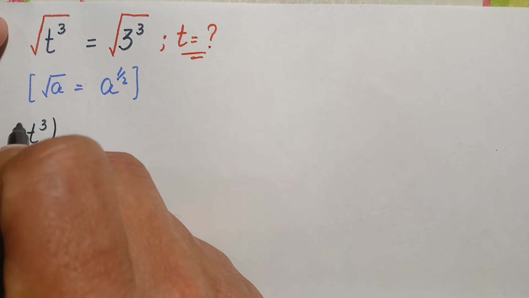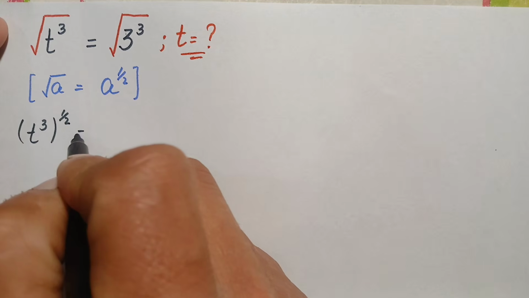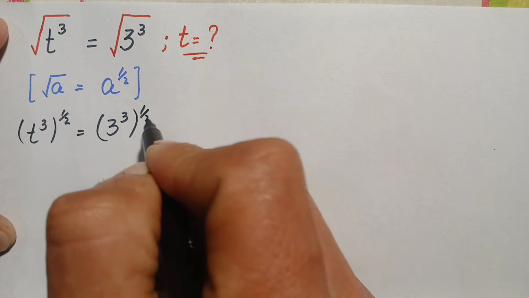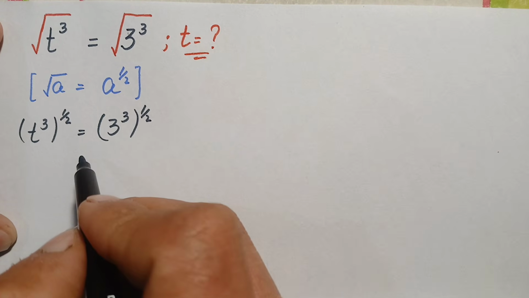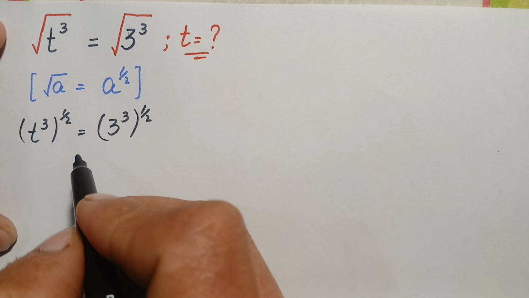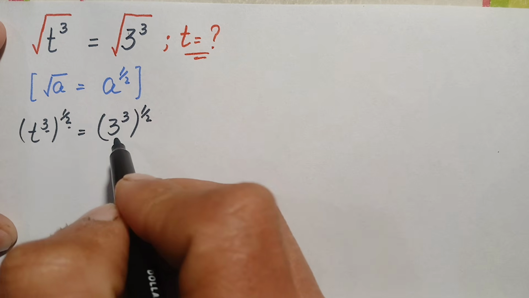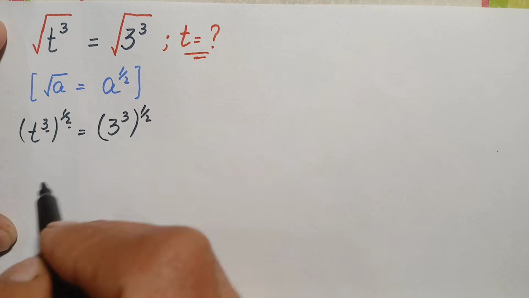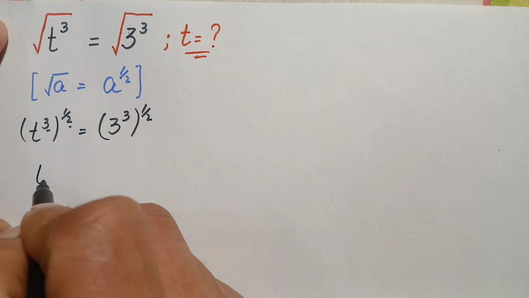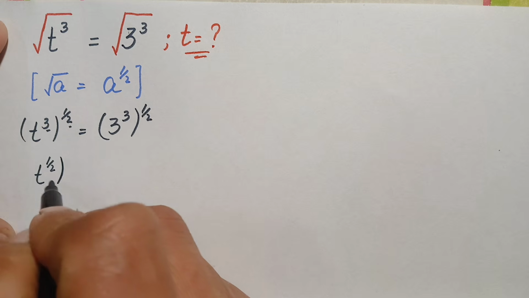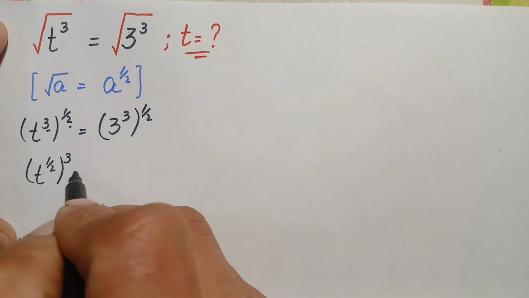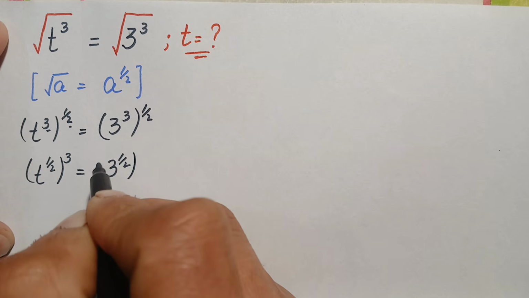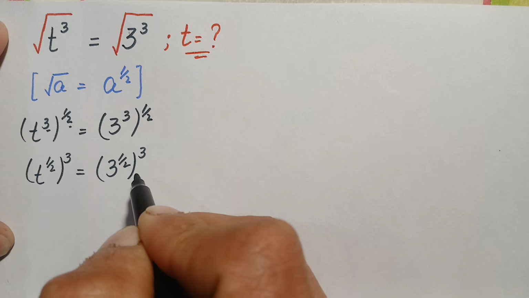t cube whole raised to power 1 by 2 is equal to 3 cube whole raised to power 1 by 2. On both sides of this equation we will use an exponential identity and we will interchange the position of these two powers on both sides. So we will move this power inside and this power outside. So this equation will become, t raised to power 1 by 2 whole raised to power 3 is equal to 3 raised to power 1 by 2 whole raised to power 3 or cube.